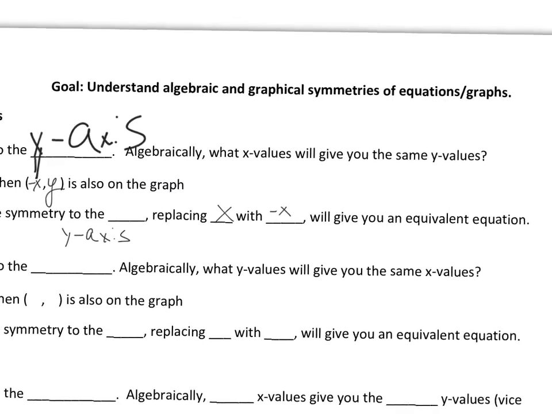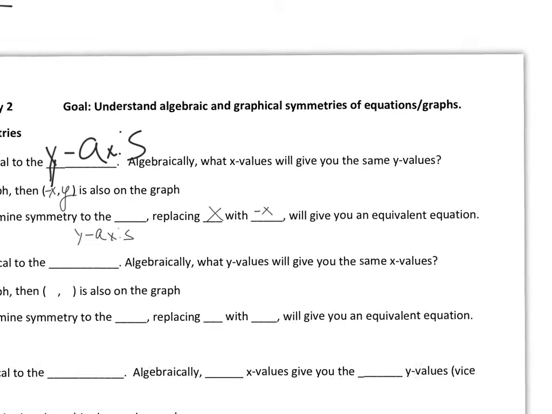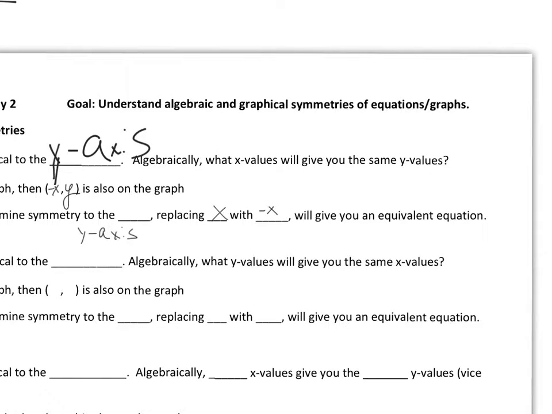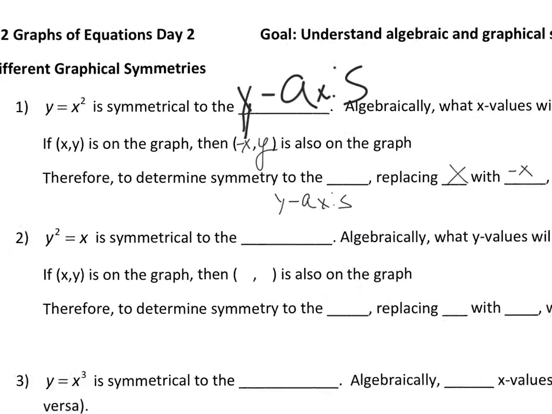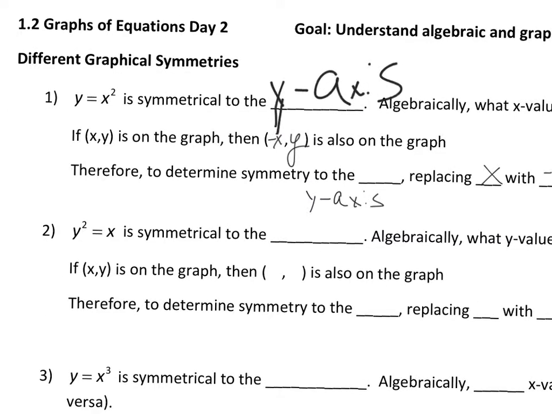We replace x with negative x, and then simplify it, and if it gives us the exact same equation, that means that x and negative x will give us the same y value, and therefore symmetrical to the y-axis. Okay, so let's look at y squared equals x. Well, if you have y equals x squared as a parabola about the y-axis, then y squared equals x is a parabola about the x-axis.